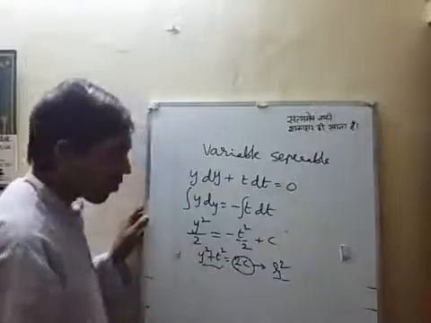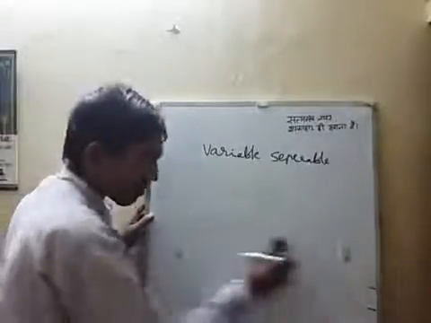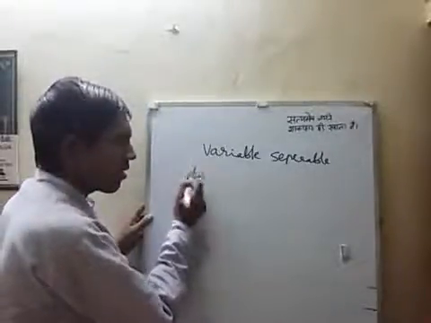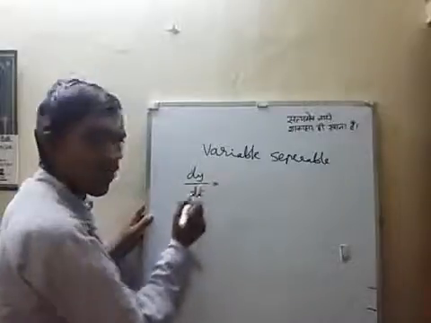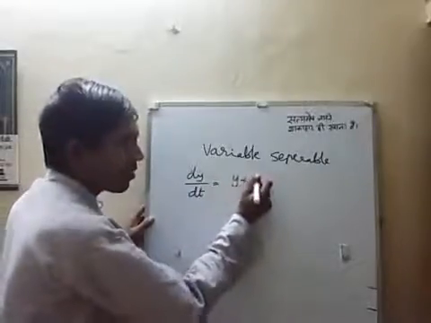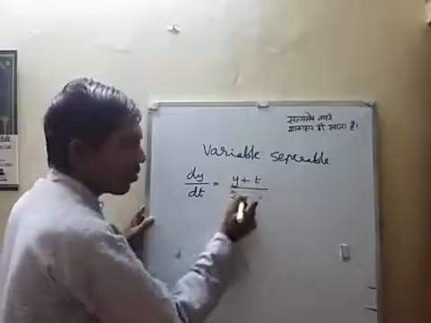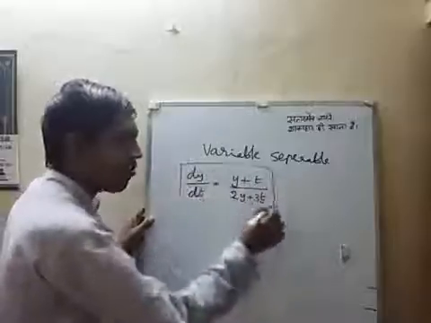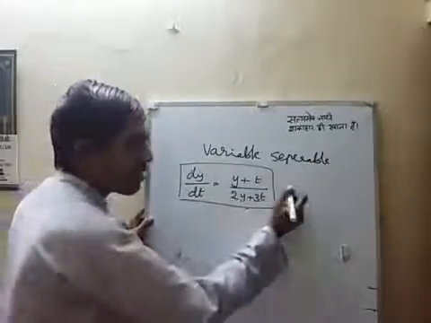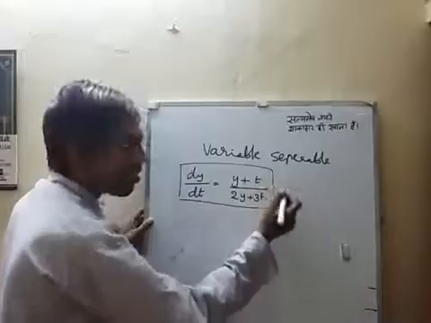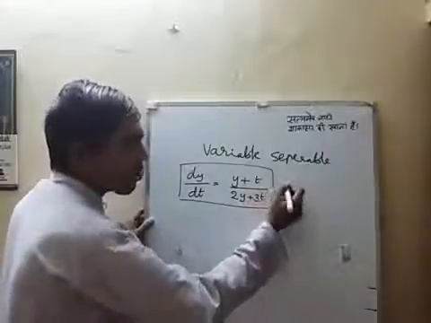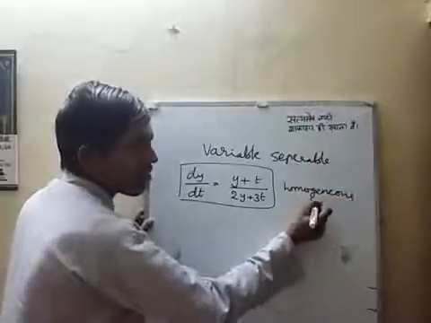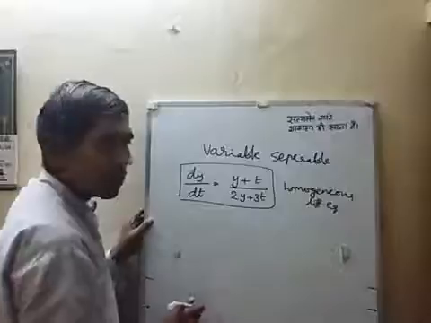Now let us go to one more example. Suppose I have something like dy by dt is equal to (y plus t) by (2y plus 3t). If I have an equation of this form, we call it a homogeneous differential equation. Why do we say like that?